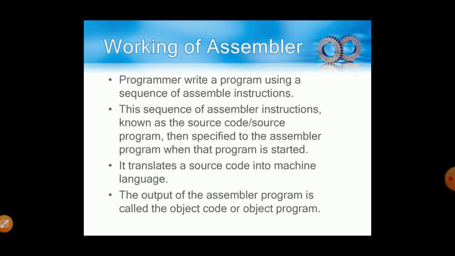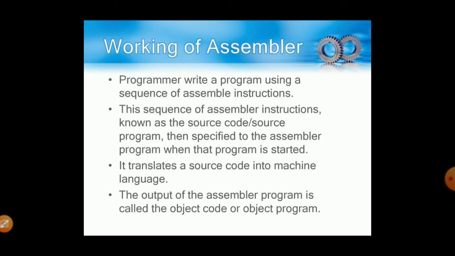Working of the assembler. How does an assembler work? The programmer writes the program using a sequence of assembler instructions in a convenient language. This sequence of assembler instructions is known as source code or source program. Then it specifies to the assembler where the program starts, and after this the source code is converted into machine code, that is called object code. The output of the assembler program is called object code or object program.